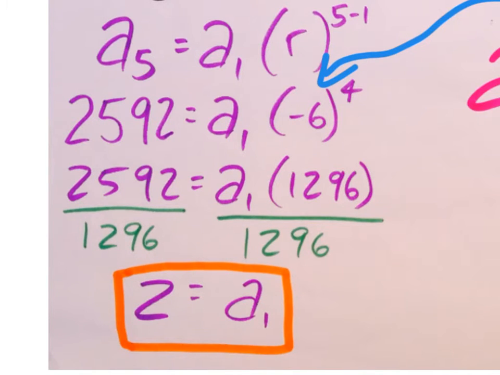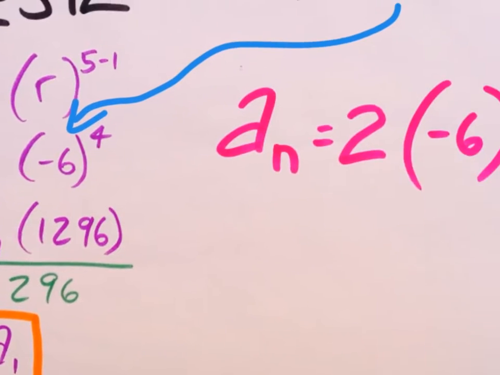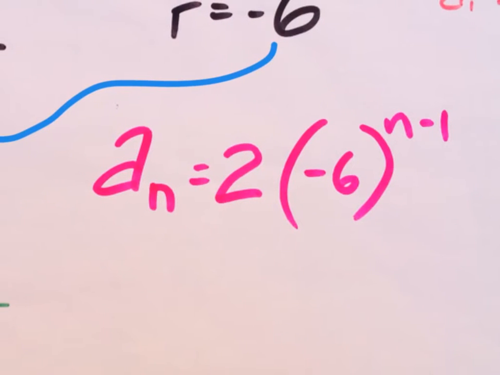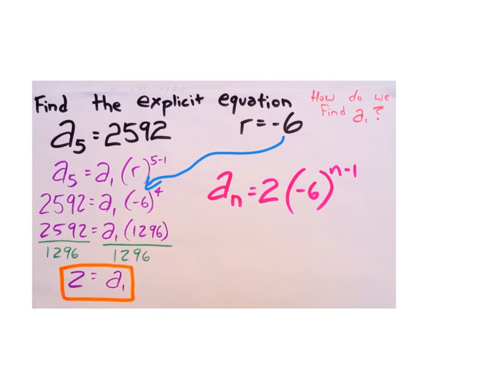We're not out of the woods yet. Now what we need to do is take that first term and plug it into the explicit equation. And we've now got our answer. So we've got a sub n equals 2 times the ratio raised to n minus 1. So now we can figure out what the value is of any term in this sequence.